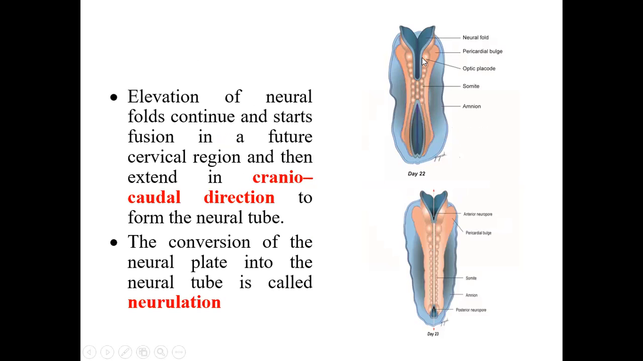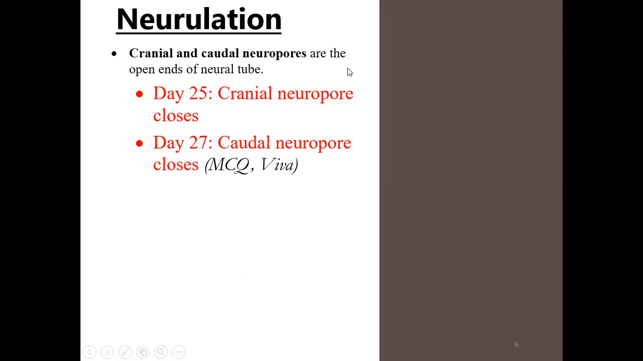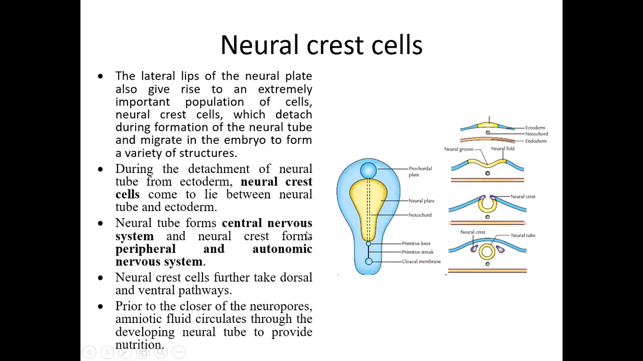So the elevation of the neural folds continues and starts fusion in a future cervical region and then extends in a craniocaudal direction to form the neural tube. Here you can see the fusion has started in the cervical region and finally it is proceeding from cranial to the caudal direction. So the conversion of the neural plate into the neural tube is called neurulation. The cranial and the caudal neuropores are open ends of the neural tube. Since a tube is formed, it has a cranial pore and the caudal pore. The cranial neuropore will close at day 25 and the caudal neuropore will close by the 27th day.